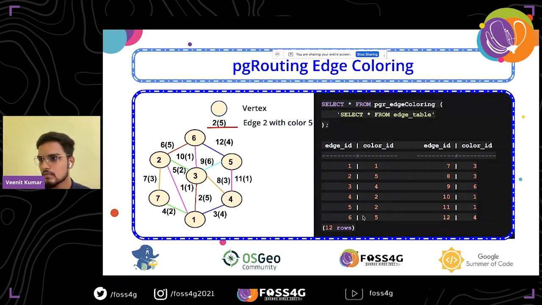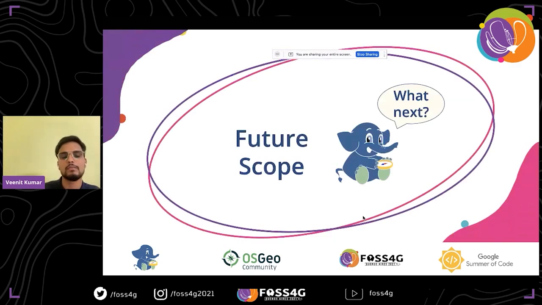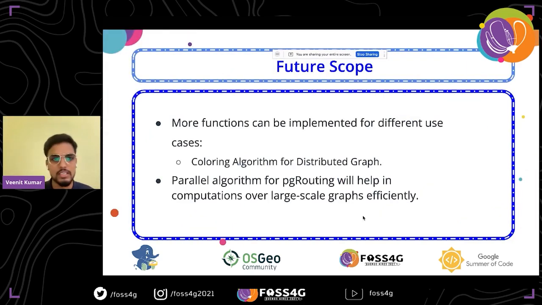Moving on. Yeah, future scope. What should be the future scope of my project? More functions can be implemented for different use cases, like for coloring the distributed graph. What is a distributed graph? It is a graph where the data is not on one system. It is distributed over more than one system. So we can use that algorithm in the future. And also we can implement some parallel algorithm for pgRouting, which helps in computation over large scale graphs efficiently.